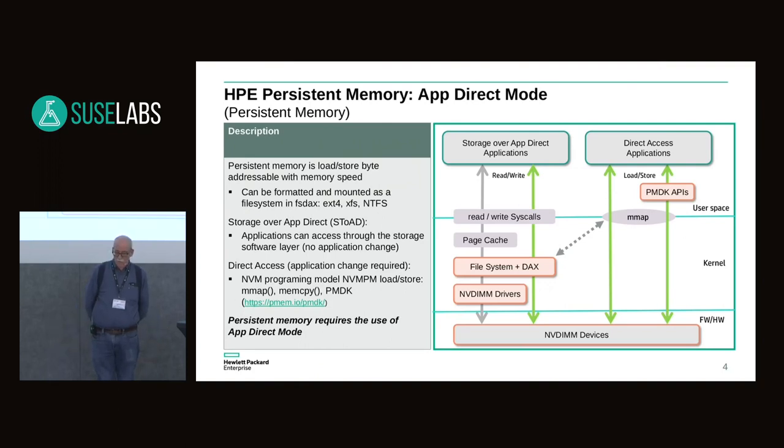Now, when you move from storage over AppDirect to direct access, that's where the application has to begin to get involved. For a lot of applications, mmap is something that they're pretty used to. So for those applications that do mmap already, that's not really a leap at all. But for other people who are used to doing read-write type stuff, moving to an mmap model is work. And for some people, it's a big deal.